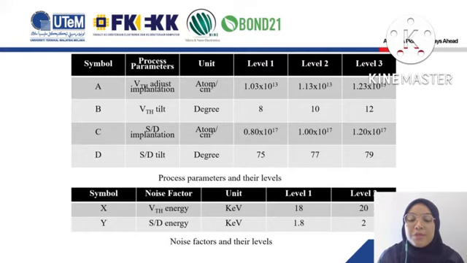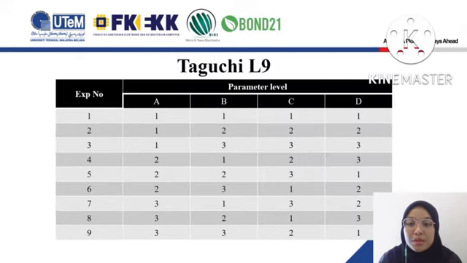The figure below shows the noise factor and their levels, in which the noise factor for X is VTH energy and the noise factor for Y is SD energy with two levels, which is level 1 and level 2. The table shows the Taguchi L9 orthogonal array for each parameter level for A, B, C and also D.